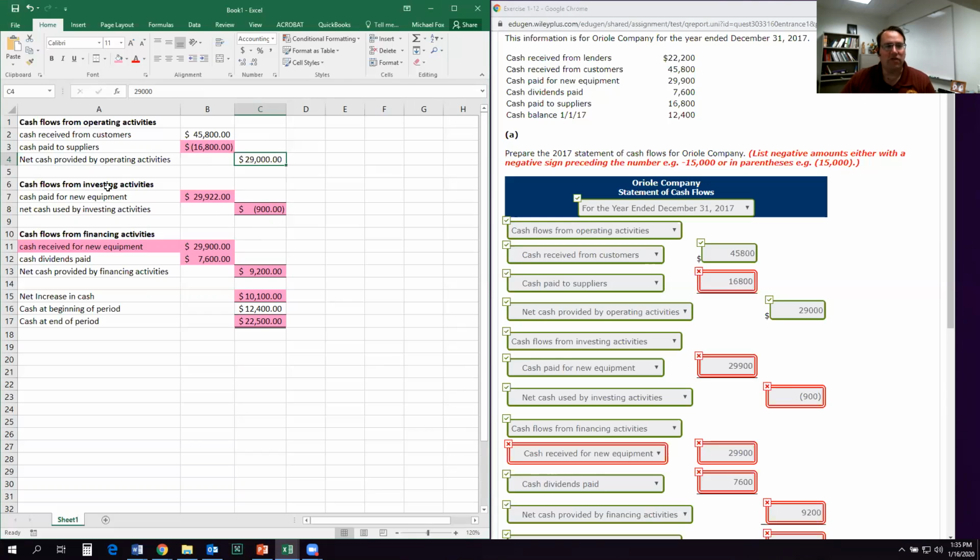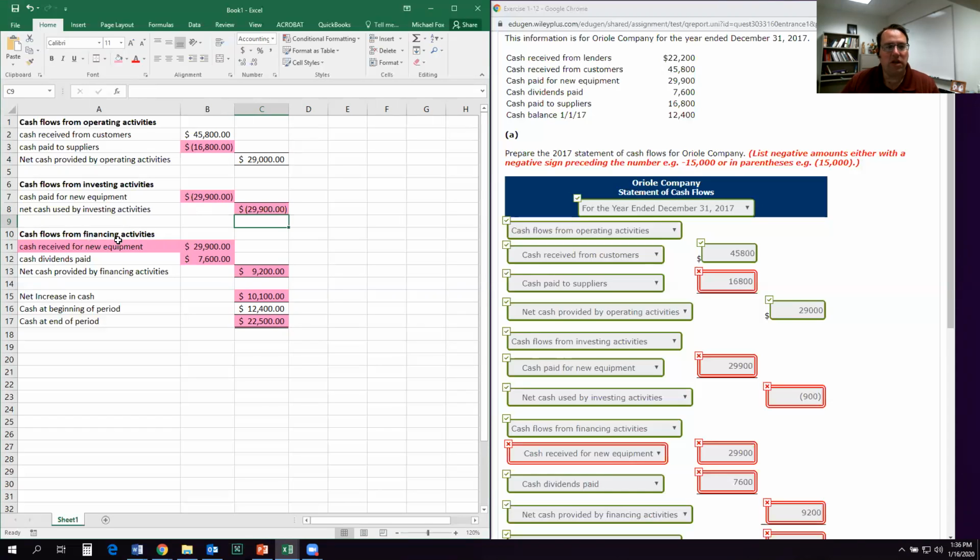In the second section, the investing activities, the cash paid for new equipment, again, because it's paid out, it's a negative cash flow. So that's a negative 29,900. You had 29,900, you just had it as a positive. And then our net cash used by investing activities, since that's the only investing activity, our net cash used is going to be a negative 29,900, or a reduction in our cash of 29,900.